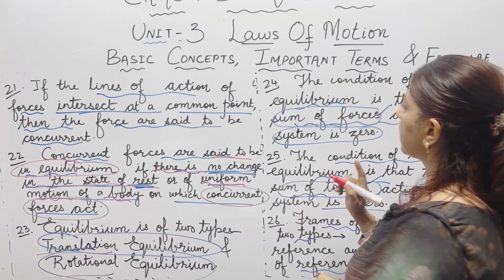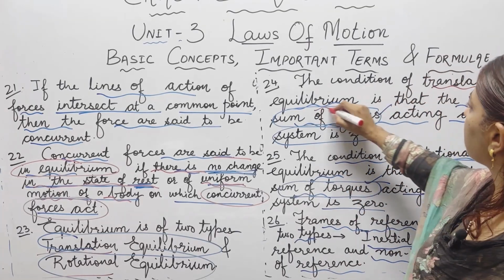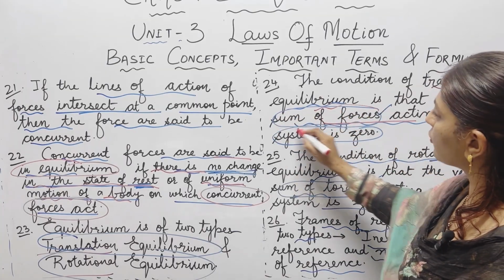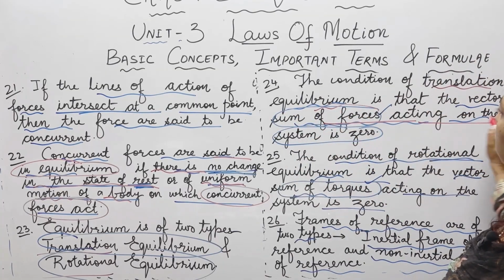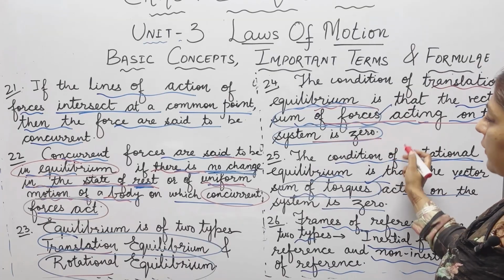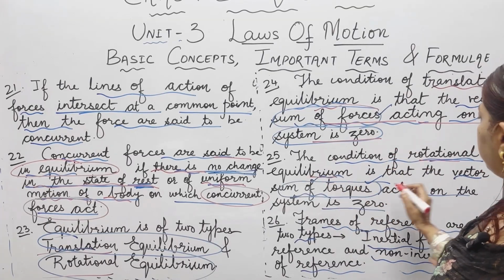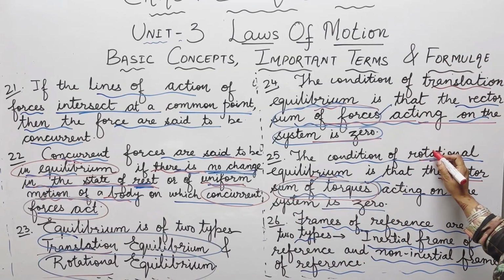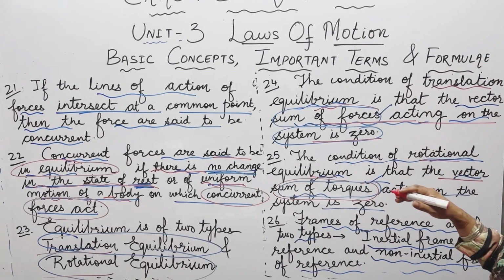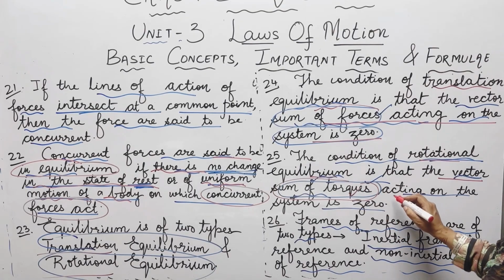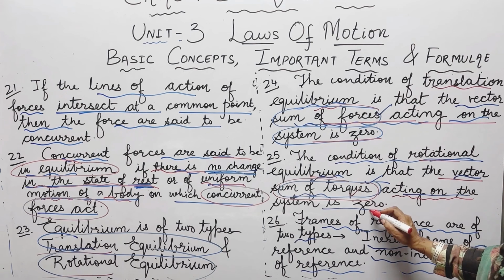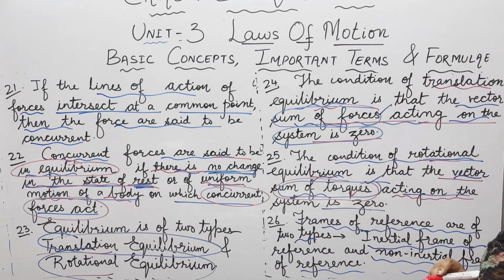As the word indicates, translational equilibrium is the one in which the vector sum of forces acting on the system is 0. On the other hand, in rotational equilibrium, the vector sum of torques should be 0, because rotation is related with the axis of rotation and the torque is one of them. So the vector sum of the torques acting on the system should be 0, and this is called rotational equilibrium.